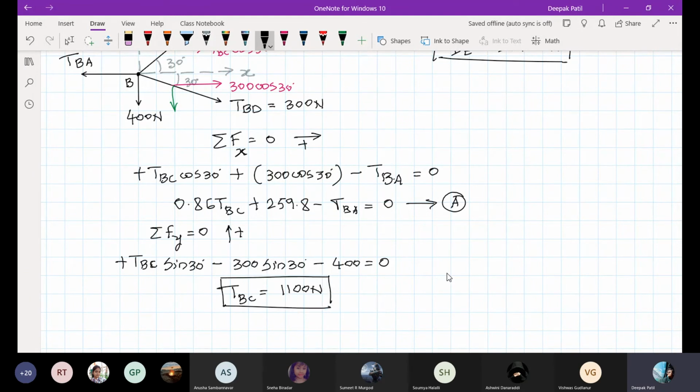Once you know TBC, you can substitute this back into equation A. In equation A, you can substitute the value of TBC and you can get the value of TBA. So from this, I can get the value of TBA as, let me just calculate. So 0.86 times 1100, plus 259.8. If I take it on that side, it becomes minus, so minus minus will go. So TBA, I'm getting it as 1205.8.